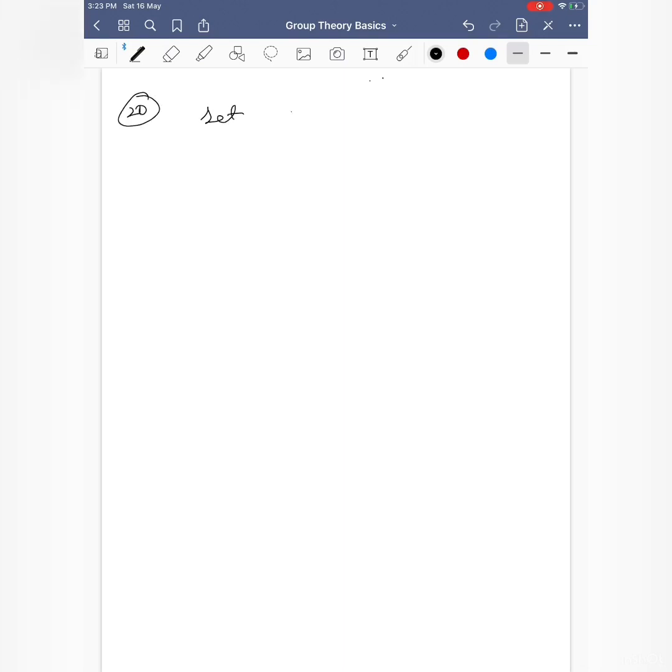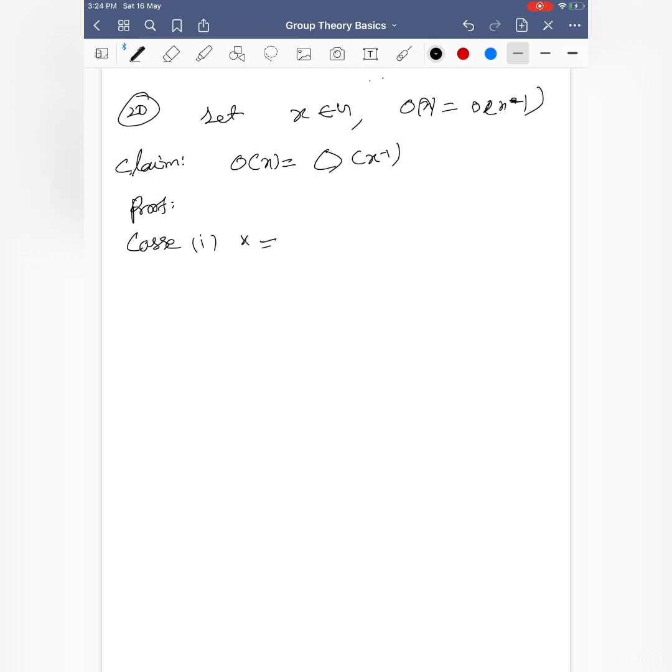Exercise 20 is: let x belong to G. I want to say that the order of x is the same as the order of x inverse. Proof. Suppose the order is infinite, case 1: the order of x is infinite, that means x power n is not equal to identity for every n belonging to the natural numbers.